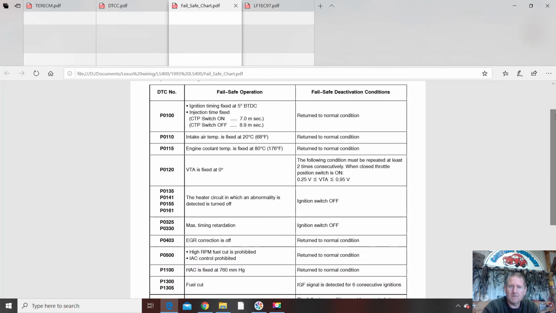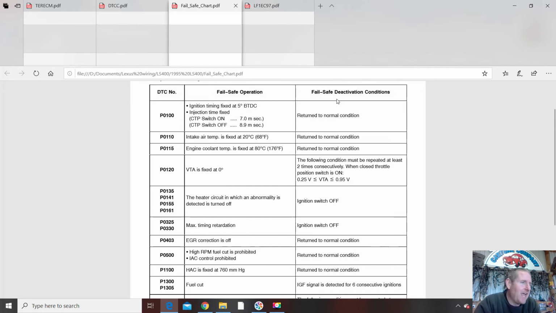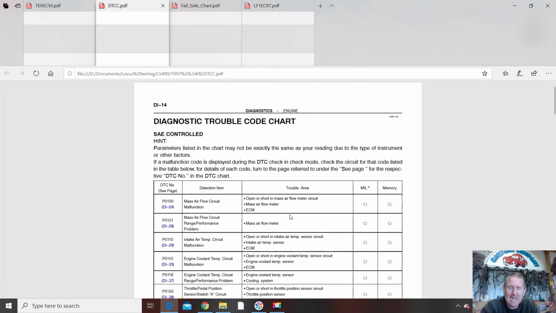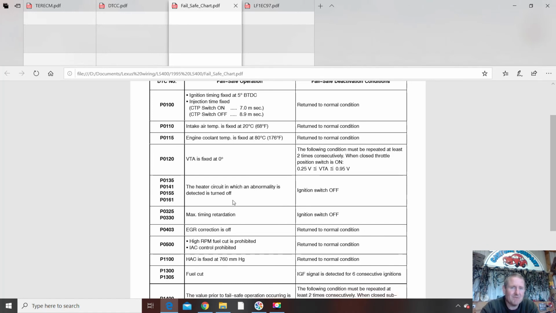We go down here. It's also got fail-safe deactivation conditions. Return to normal condition. So if it stops faulting, it'll go back to normal. If we look on the trouble codes, it'll bring on a check light and it'll be stored in memory. We're going to go down a little bit. Here, this one.